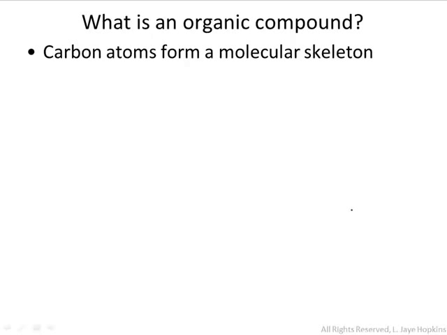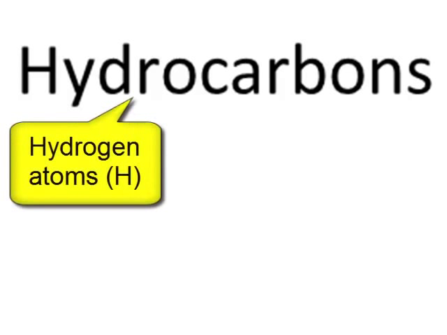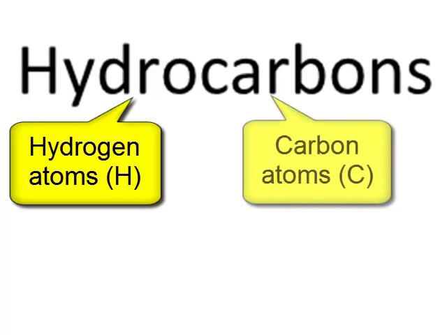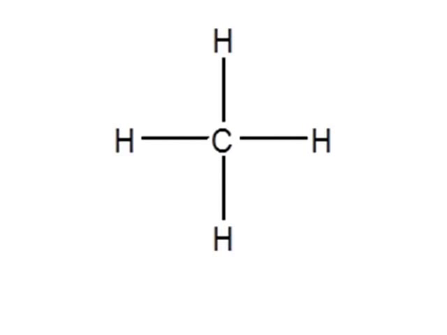The simplest organic compounds that exist are what are called hydrocarbons. You may or may not have heard this term before, but looking at the word, you can quickly surmise what it means. A hydrocarbon is a molecule that contains hydrogen and carbon. In other words, all the atoms in it are either hydrogen atoms or carbon atoms. The simplest hydrocarbon contains 1 carbon and 4 hydrogens. That allows the carbon to have a complete octet.